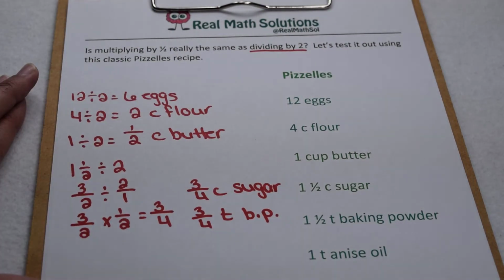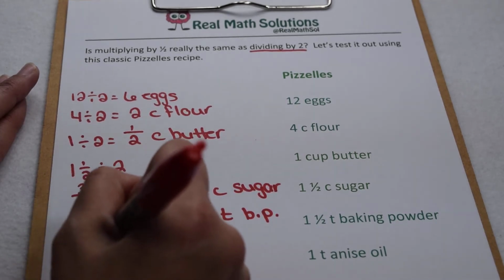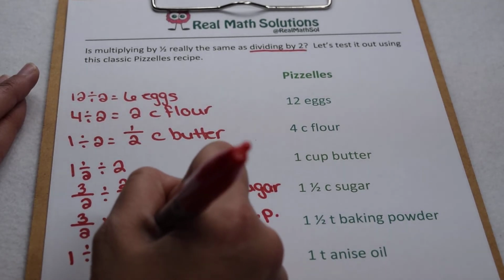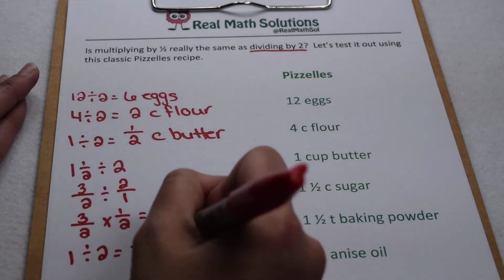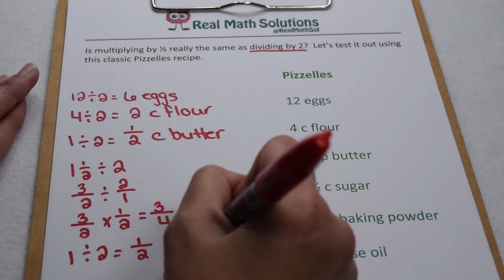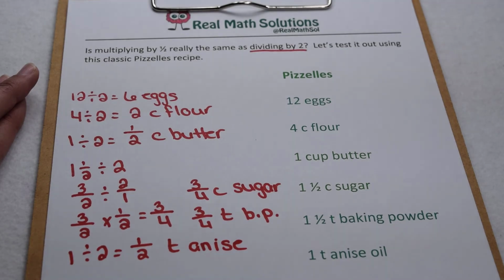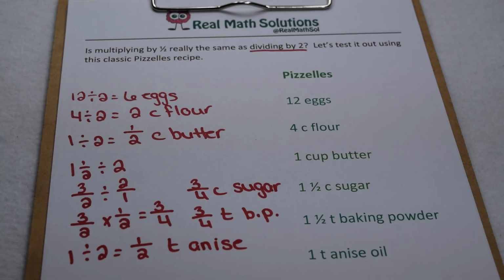Our last ingredient is anise oil. Well, from above, we already know that 1 divided by 2 is the same as writing it in fraction form, 1/2, so we still need 1 teaspoon of anise oil. And again, if you're still like me and you're not a fan of anise, this is a good place to substitute in vanilla or another flavor. But as we can see, we get the same results when we divide by 2 as we did when we multiplied by 1/2.